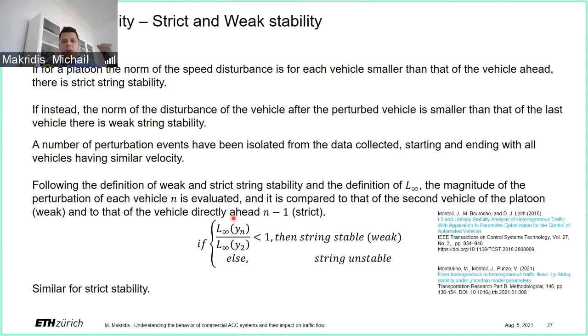And in order to study the stability, we take the ratio of the infinity norms of the vehicle upstream to the vehicle downstream. Now, if this ratio is less than one, it means that the perturbation of the vehicle upstream is smaller than the perturbation of the vehicle downstream. So you don't have an amplification of the magnitude of the perturbation, so you consider it weak or strict stability. Otherwise, if this ratio is greater than one, you have instability.